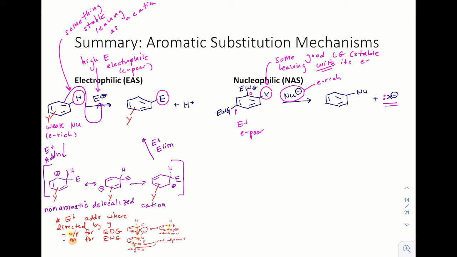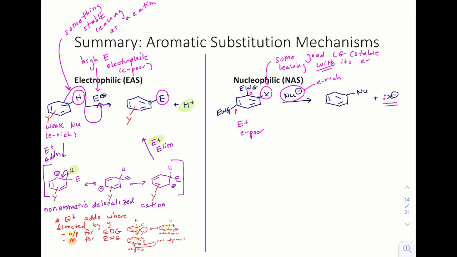From this non-aromatic delocalized cation, an electrophile elimination step occurs where the electrons in this sigma CH bond reform the pi bond and re-aromatize the product. The electrophile that's being eliminated is this proton. And as I mentioned, it doesn't actually have to be a proton. It can be something stable leaving as a cation, for example, a carbocation.